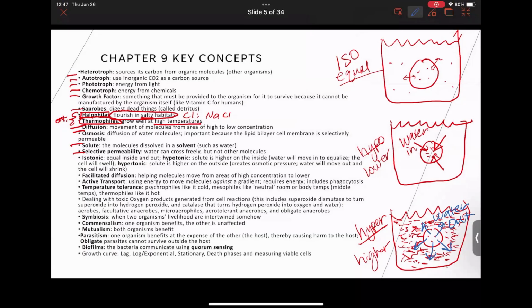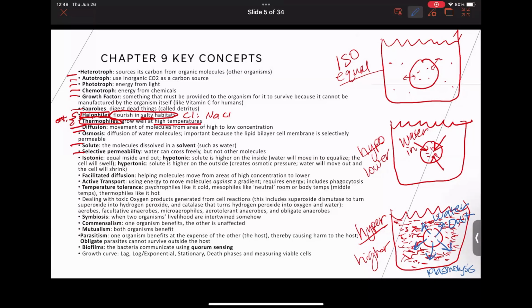And so that'll cause the cell to shrink. This is a process that we call plasmolysis, and is the whole basis on us storing foods in high salt and high sugar. So even jams and jellies, they preserve well because the high sugar does the same effect as the salt does. So that's our isotonic and all of that.